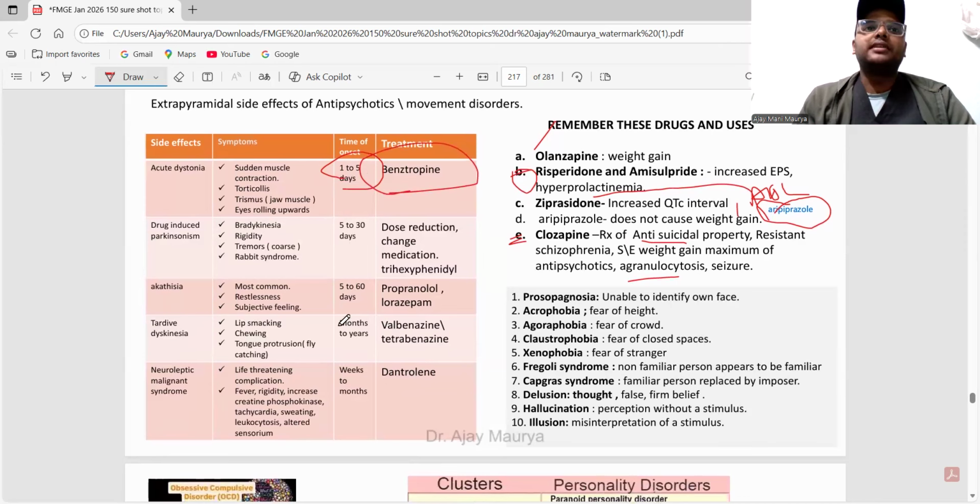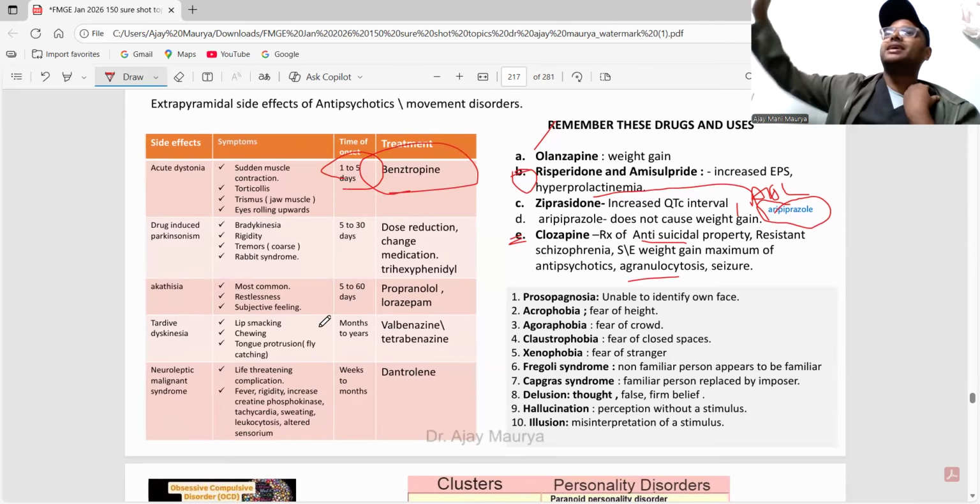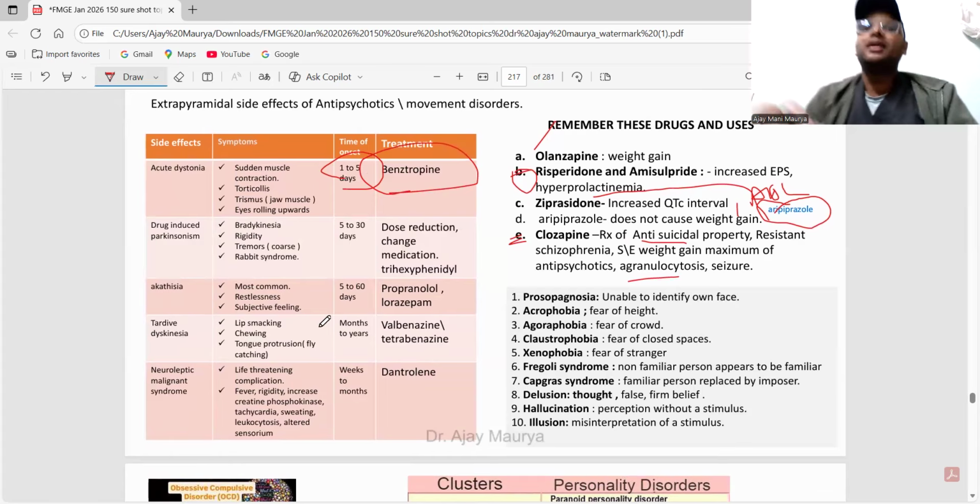Also, if in the question they say the patient is on antipsychotic drugs for many years, many months, they are talking about tardive dyskinesia. Lip smacking, chewing and tongue protrusion are there, meaning they are talking about tardive dyskinesia. Treatment will be valbenazine or tetrabenazine. Next one is akathisia. Next is drug-induced Parkinsonism.